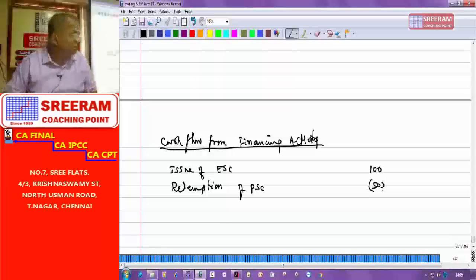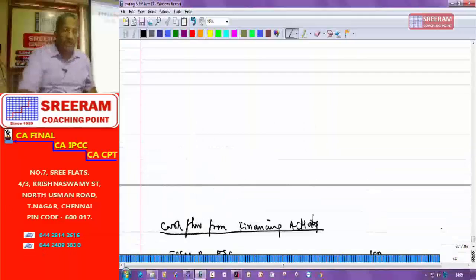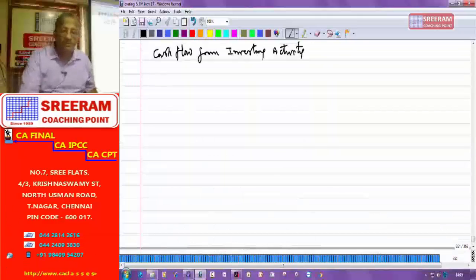Next, redemption of preference share capital. Capital reserve. You connect the event. Now tell me where it is to be taken. Investing activity. Sale of land. Within brackets or without brackets?